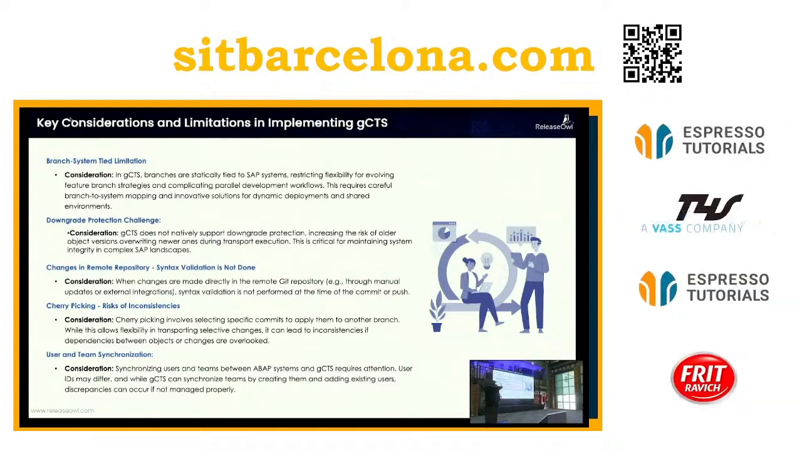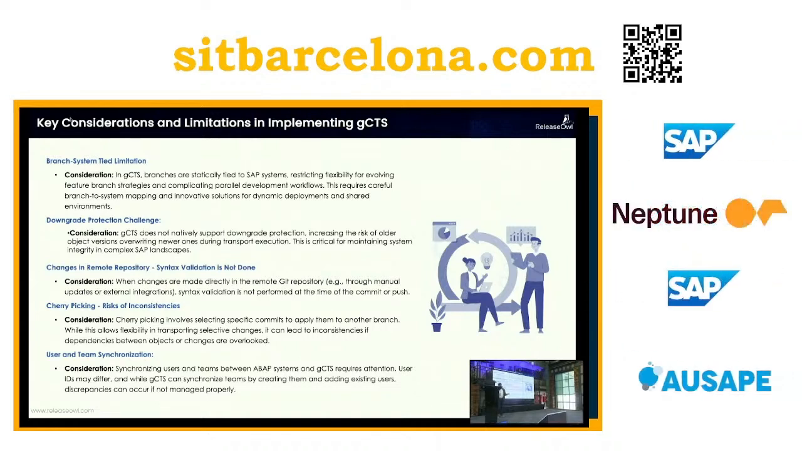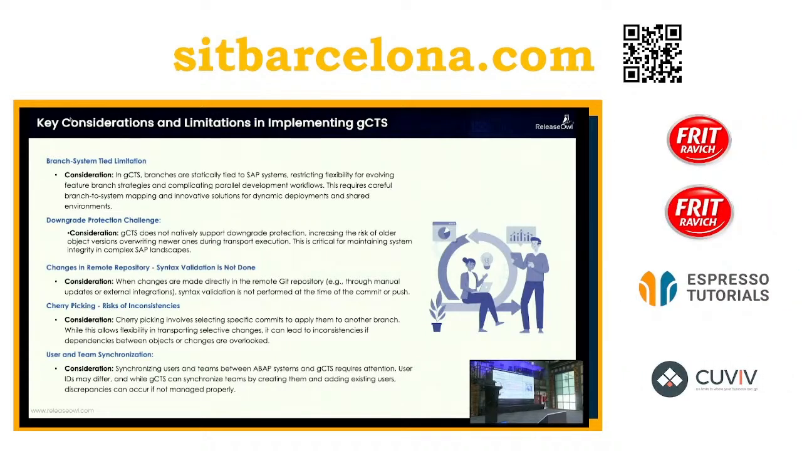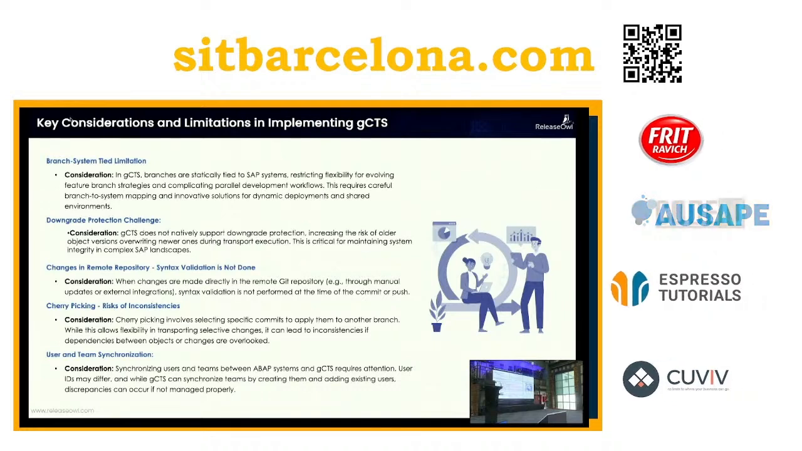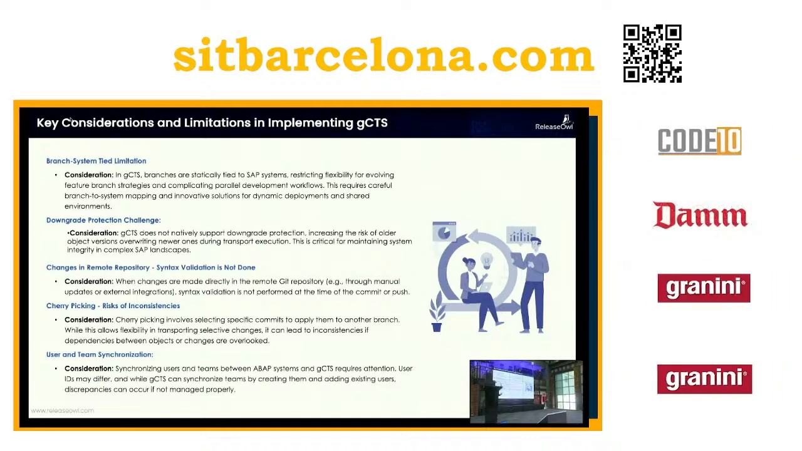Then syntax validation. If somebody directly goes and makes changes in Git, it is very hard for you to verify whether that change is working or not, because in Git you don't have the capability to validate syntax for your SAP. Cherry picking is the only way that gCTS can work, but with cherry picking, you need to be careful in maintaining dependencies and ensure that all the commits are correctly brought in when you are merging and deploying.